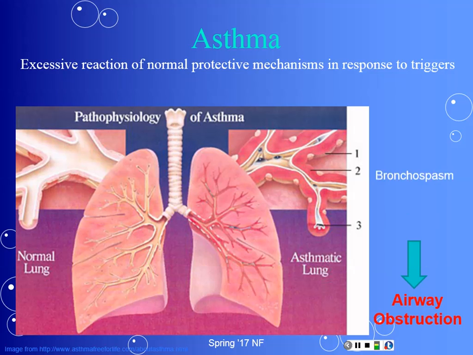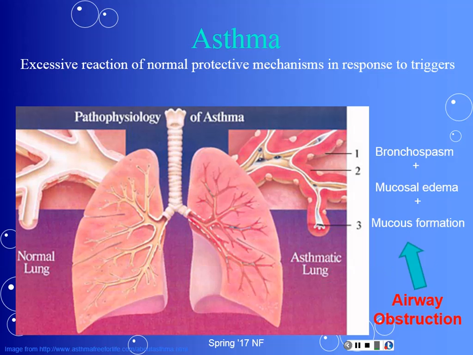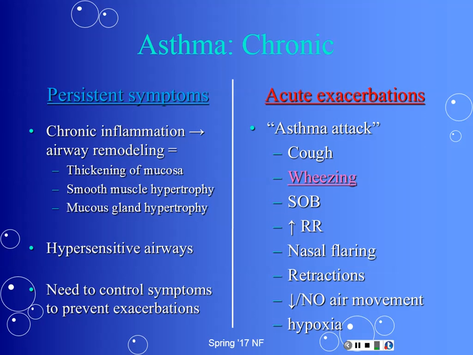So with asthma, we have that bronchospasm added to the buildup of mucosal edema. You've got increased mucus and increased inflammation. So that all leads to airway obstruction. So what would normally happen to help with that, this is like that on steroids. Okay. So with asthma, you have chronic and acute symptoms, persistent symptoms, and acute exacerbations.